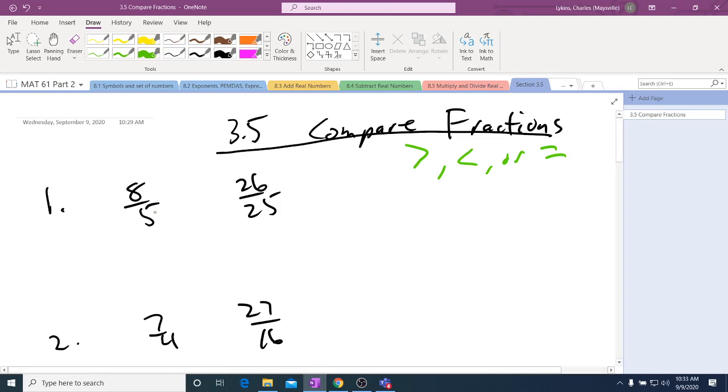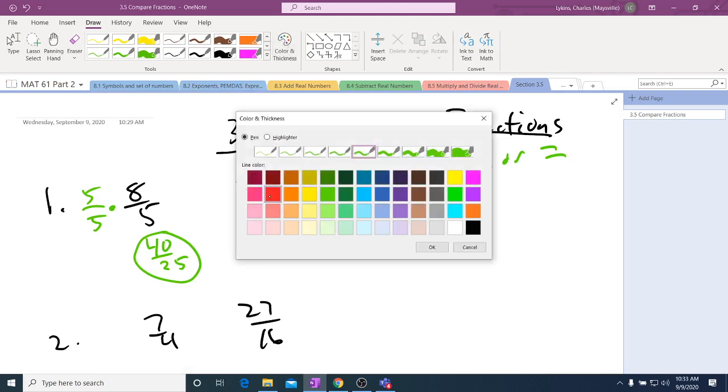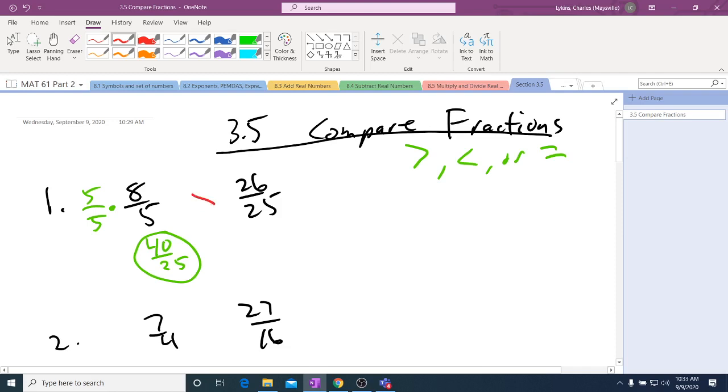Now, the key to this is this 5 and 25. So I know that I need to make this 5 into 25 by multiplying the top and the bottom by 5. So now that is 40 over 25. So what is 40 over 25? Well, that is actually going to be greater than, because the 40 over 25 is the equivalent of 8/5, so technically 8/5 is greater than 26 over 25.